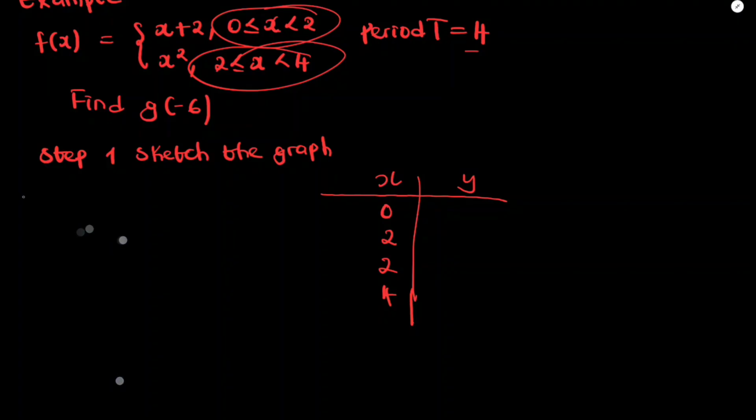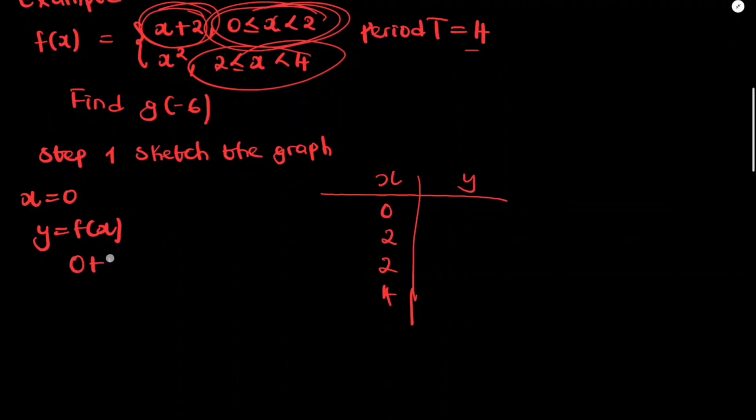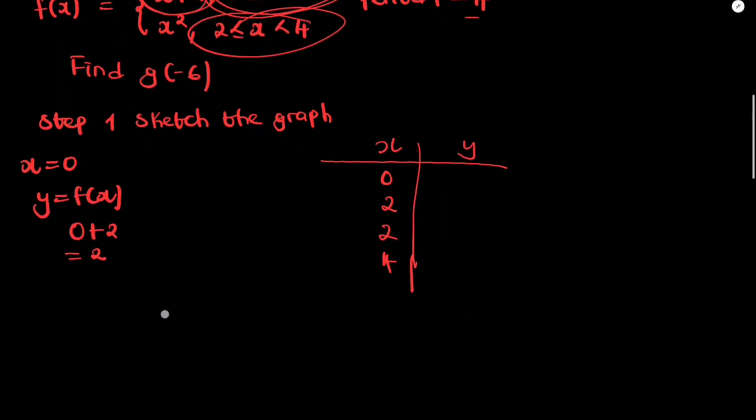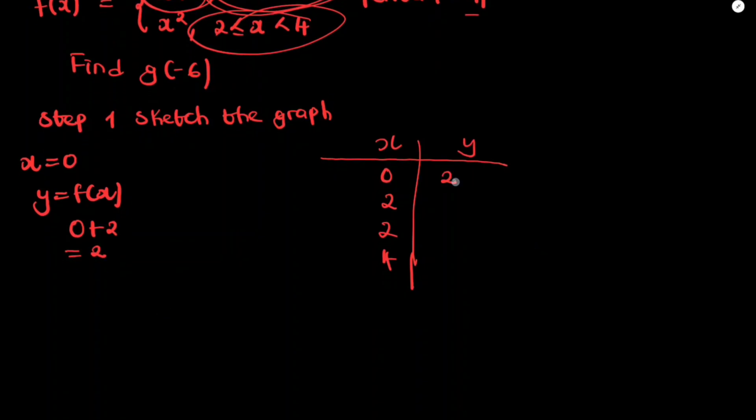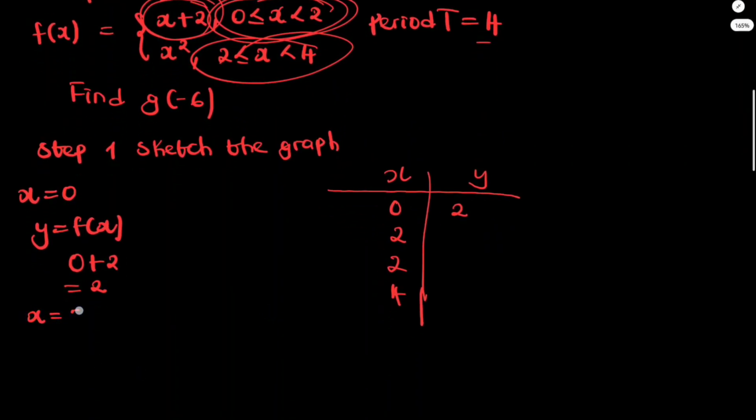So let's take the first case for x equal to 0. For x equal to 0, we are going to use this function because 0 is in this interval, so we are going to substitute in this function to get the value of y. Remember, y is equal to f of x, so we substitute 0 into the first one, so we have 0 plus 2, which is equal to 2. So when x is 0, y is 2. So let's take x equal to 2. We are going to have 2 plus 2, which is 4.